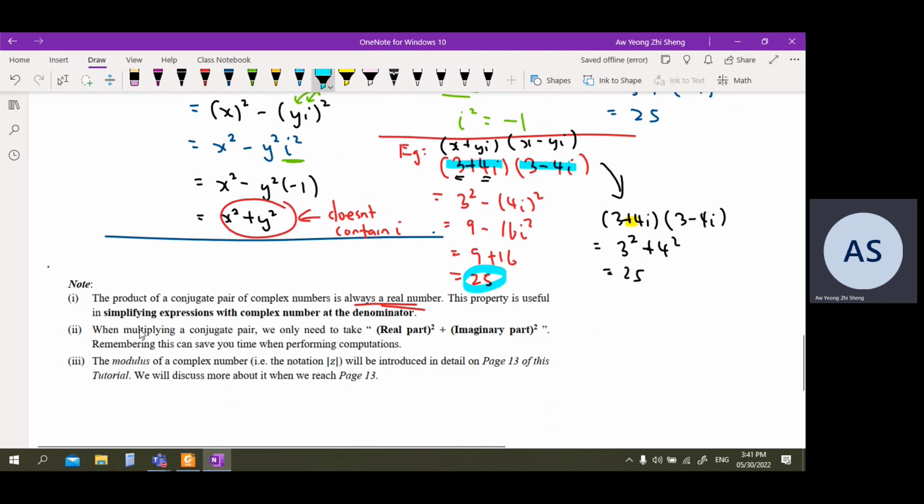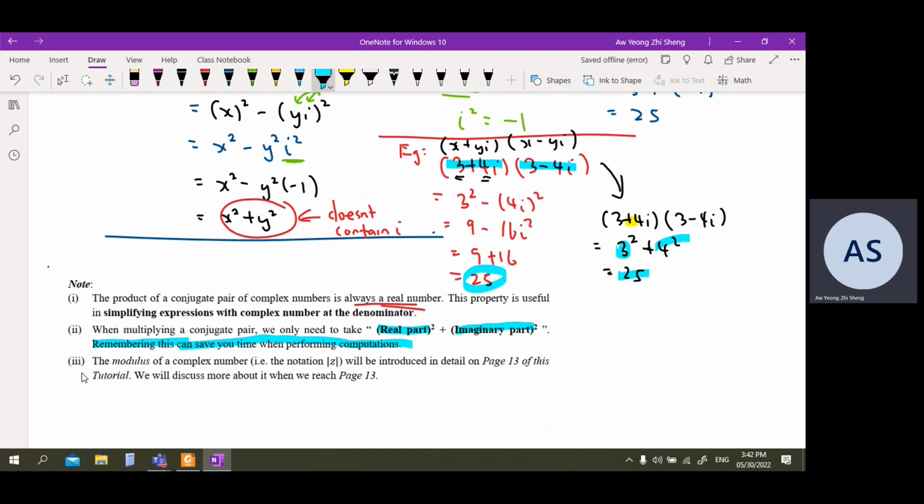Part 2 says, when multiplying a conjugate pair, we only need to take the real part squared plus the imaginary part squared. Again, referring back to the example in red color, you just need to take 3 squared plus 4 squared. It's just the real part of 3 squared plus the imaginary part of 4 squared, and you straight away get the result. You are strongly encouraged to memorize this result. Remembering this can save you time when performing computations.